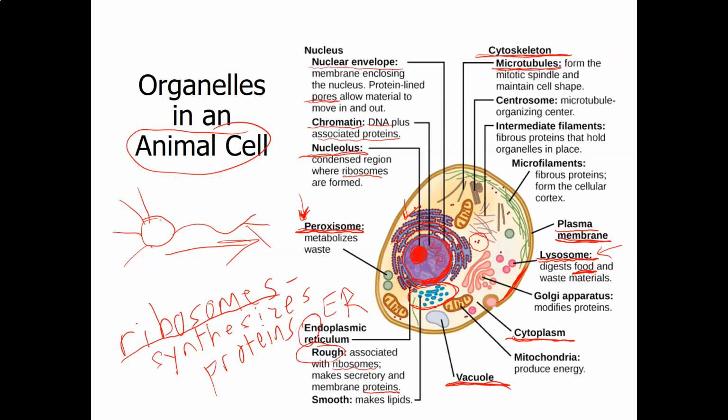And microtubules are found within a structure called the centrosome, which we will talk about a little bit more. It's important in cell division when the cell divides. Intermediate filaments are medium-sized filaments in between the microtubules and the microfilaments, and their purpose is to hold organelles in place so they don't move around so much.